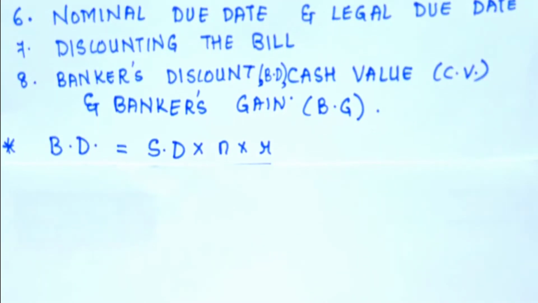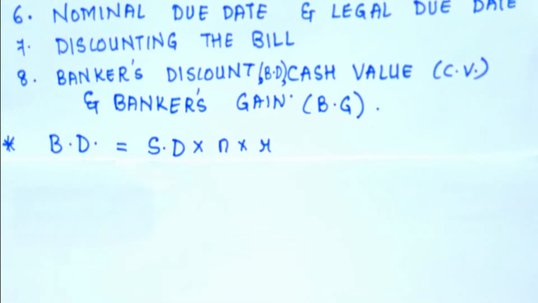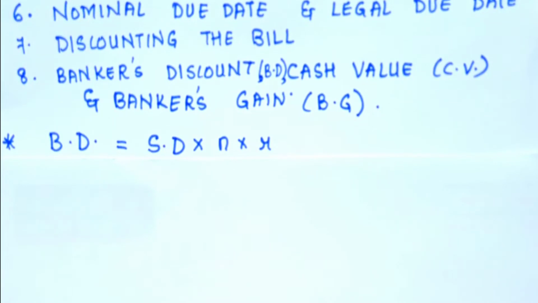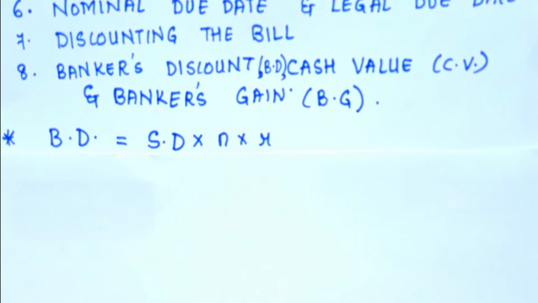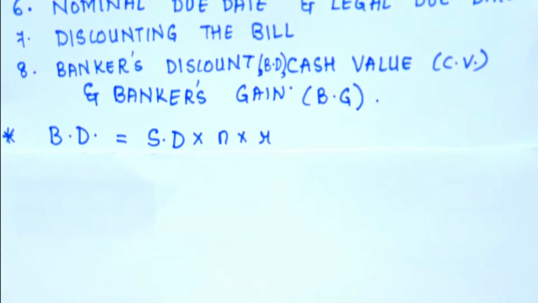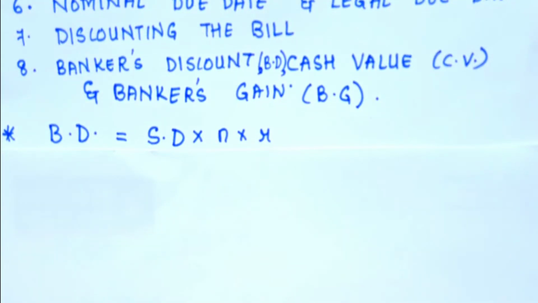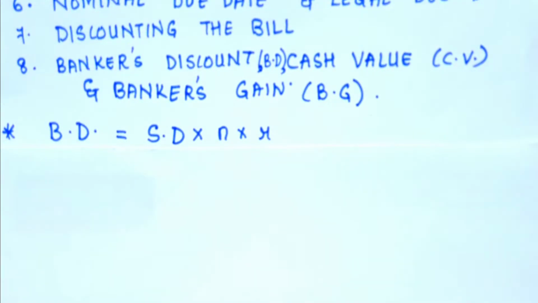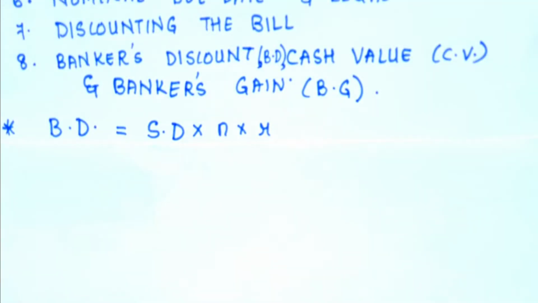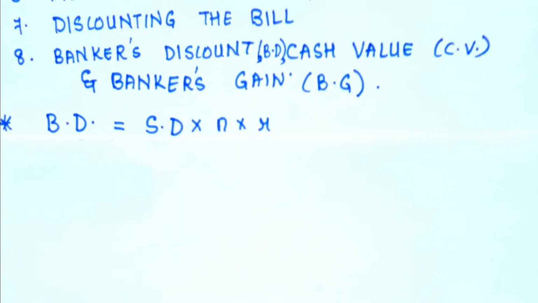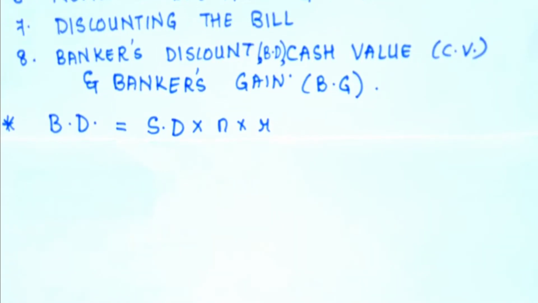So here again we have some relationships. And what is banker's gain? Banker's gain is basically the difference between banker's discount and the true discount. The difference between both of these is known as banker's gain. It is equal to the interest on true discount.